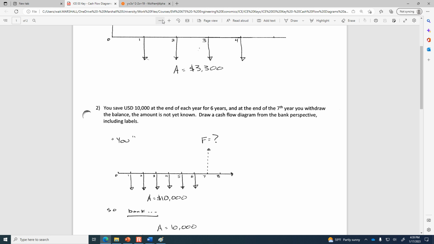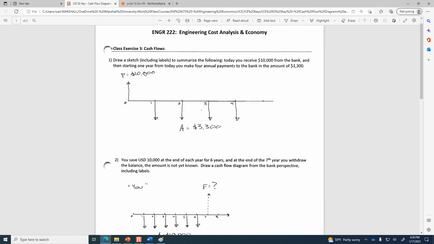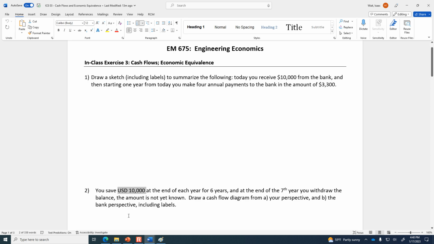Just interpreting the language is sometimes the tricky part. The hard part's not drawing the sketch. The hard part is translating the language and understanding the intent. So that's why I think it's valuable for us to take some time to talk about the potential pitfalls, like some of the mistakes I've seen people make in the past on problems like this.